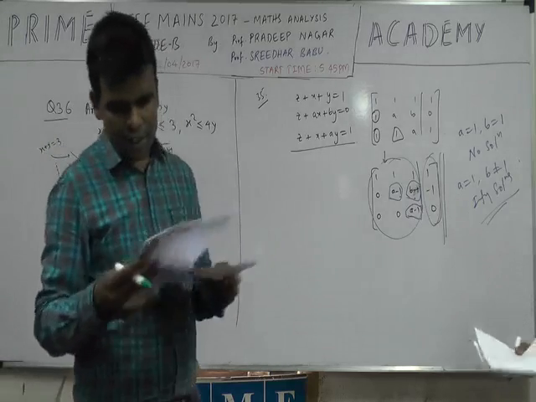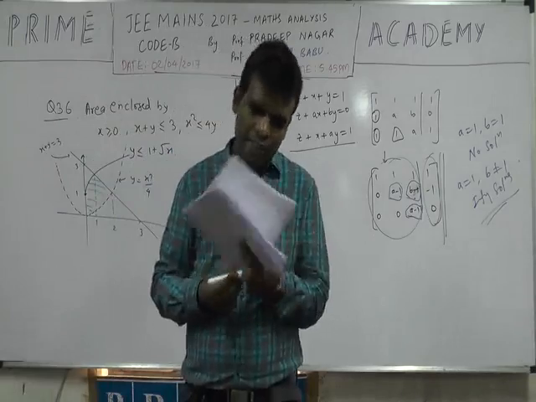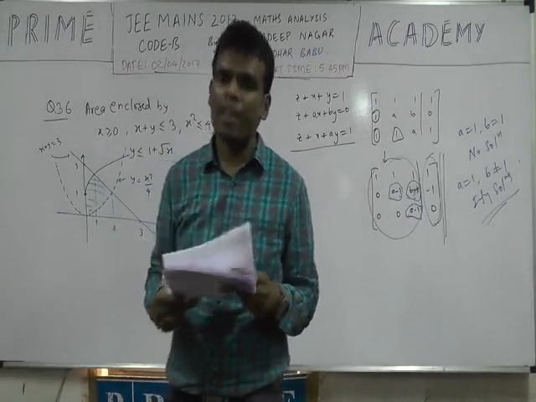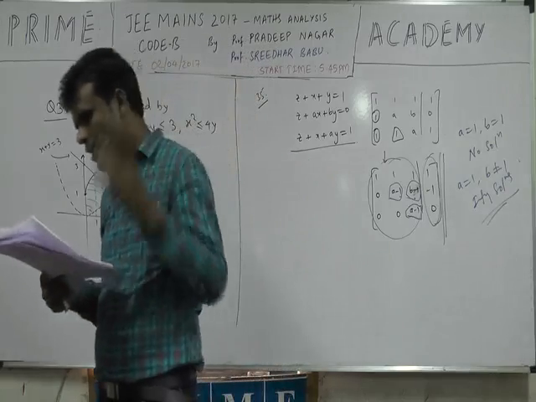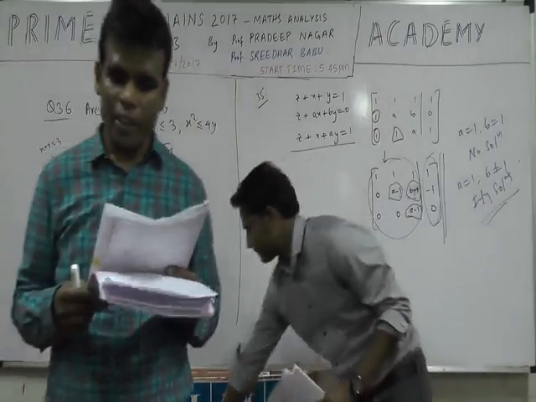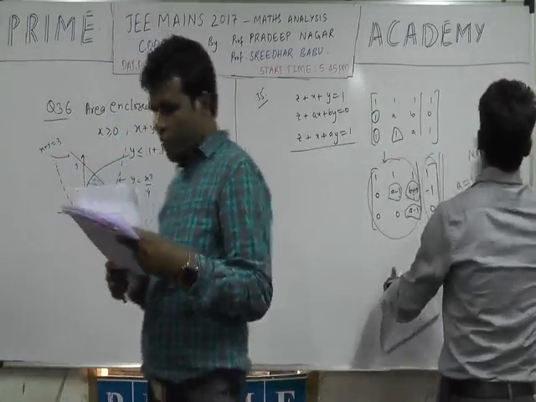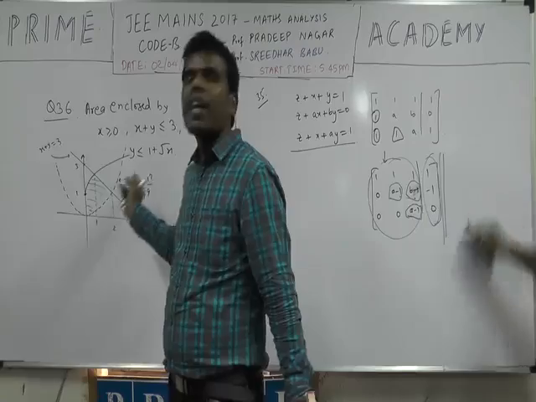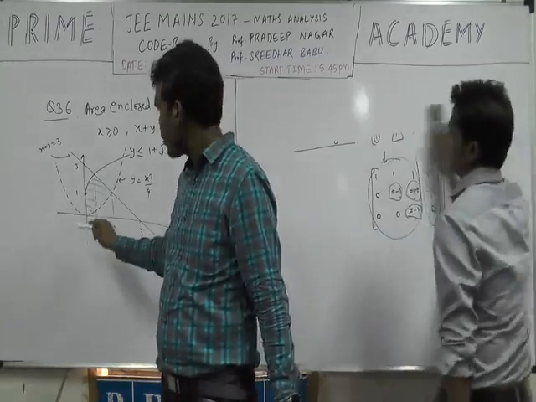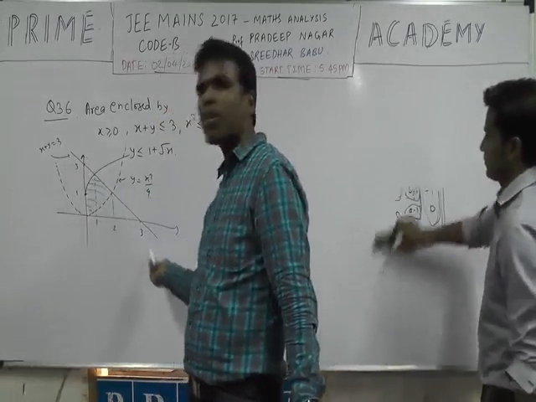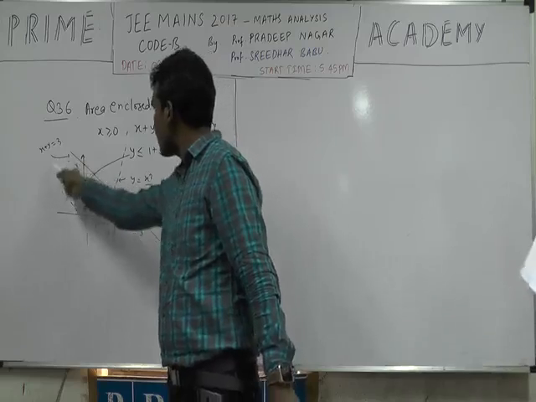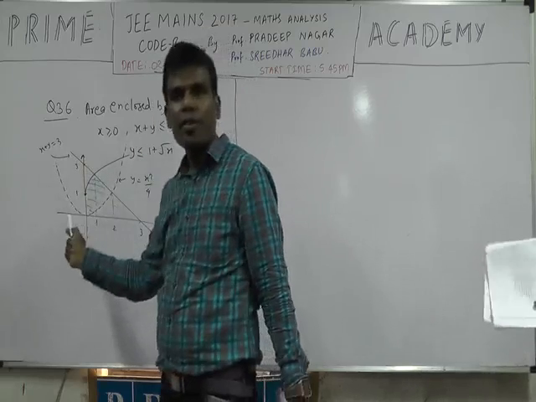Question number 36. We are supposed to find the area enclosed by these four curves: x greater than or equal to 0, x plus y less than or equal to 3, x square less than or equal to 4y, and y is less than or equal to 1 plus root x. So these are standard functions. We can easily draw a graph of all these boundaries: this is x equal to 0, that is the y axis, this is x plus y equal to 3, this is y equal to 1 plus root x, and this is y equal to x square by 4.